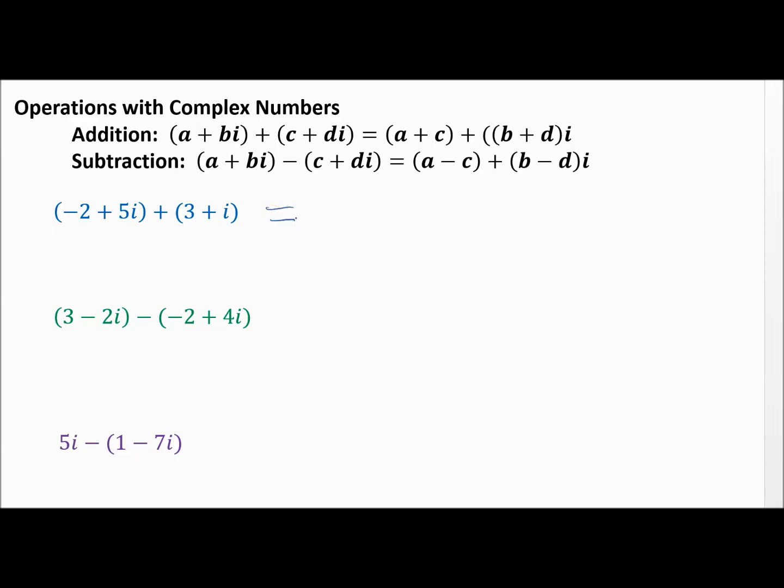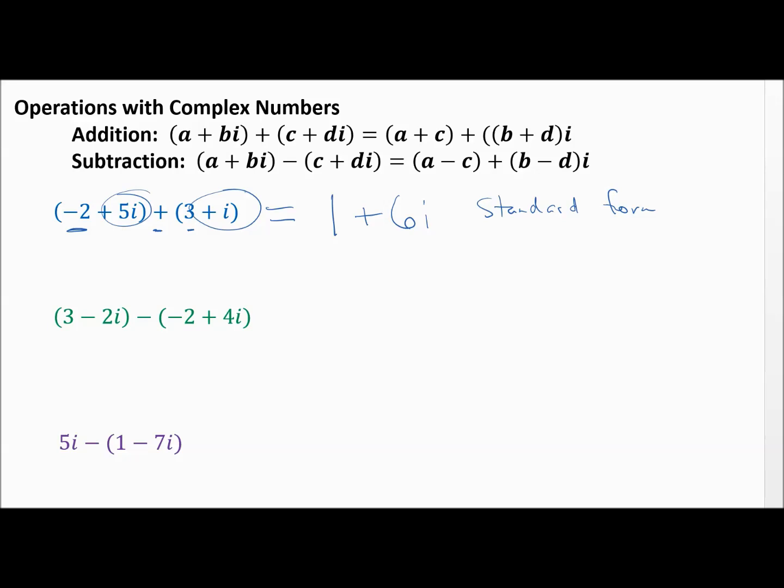Now if you were to do this problem, intuition would tell you that you are going to work with like terms, and that's exactly what's going to happen here. If I take a -2 and add that to 3, that's the real part. -2 plus 3 is 1. And then I'm going to take the 5i and add it to i, which is like terms, and that's going to give me a positive, so I'll put plus 6i. And this is what we call standard form for a complex number. Okay, so it's as simple as that. I'm doing -2 plus 3 is 1, and 5i plus i is 6i.